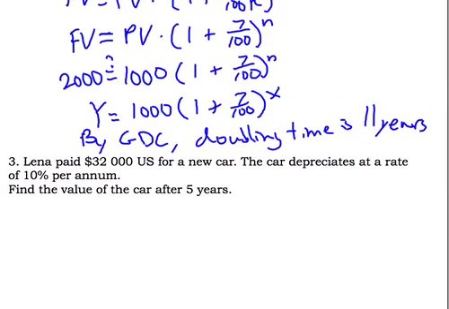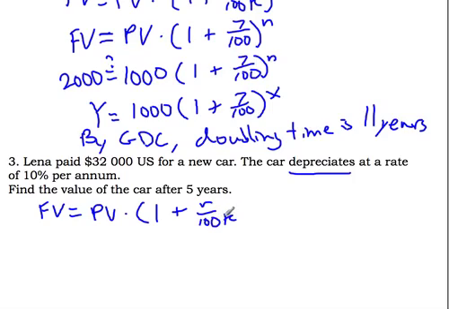Okay, let's take a look at the next example. Lena paid $32,000 US for a new car. The car depreciates at a rate of 10% per year. So depreciates means goes down in value. Find the value of the car after 5 years. So let's take a look at the formula. FV, or future value, equals present value times 1 plus r out of 100k to the power of kn, and again, there's no mention of compounding monthly or anything, so k is 1, and we have all the other information we need. So the present value is 32,000.